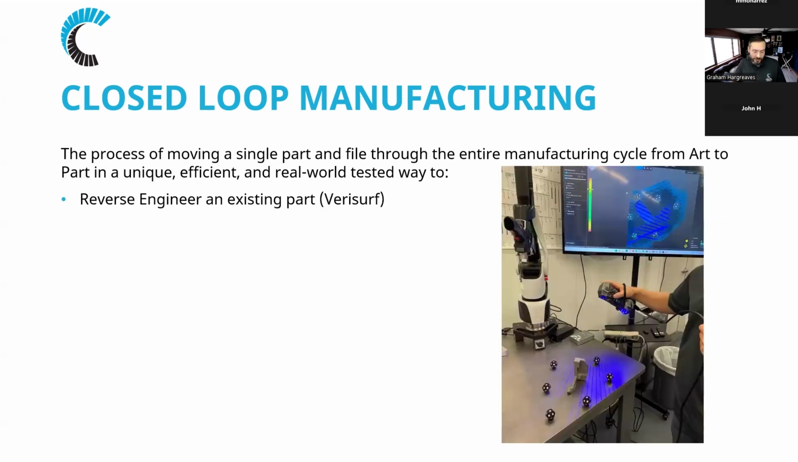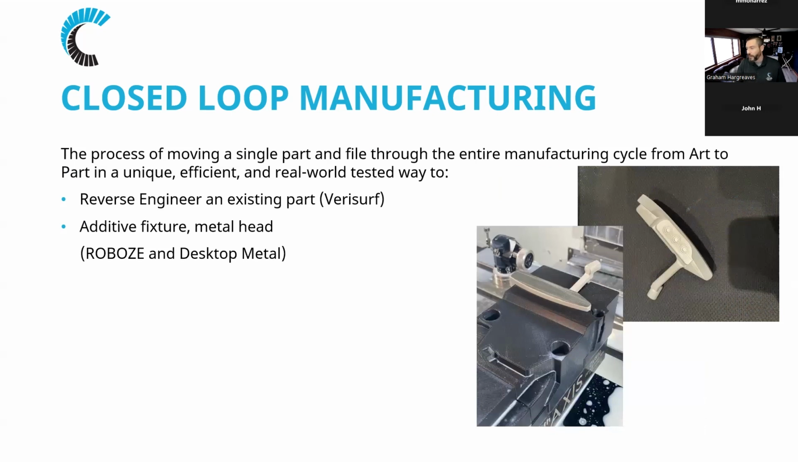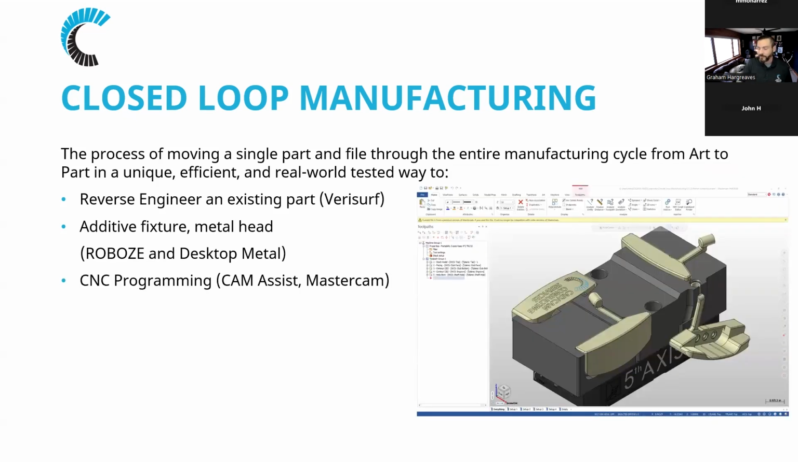One of the projects we did was the putter head. We took an existing putter and we reverse engineered it with Verisurf. Then we 3D printed it with Desktop Metal in stainless. And because it needed to be held in a unique manner, we used carbon PEEK with Robos to print that. We do have a Desktop Metal machine and a Robos machine in our Anaheim office. You're more than welcome to stop by and take a look at them at any time. Just let us know. Then the CNC programming side, obviously this was programmed in Mastercam. A lot of finishing on this since it was 3D printed. CAM Assist as well.